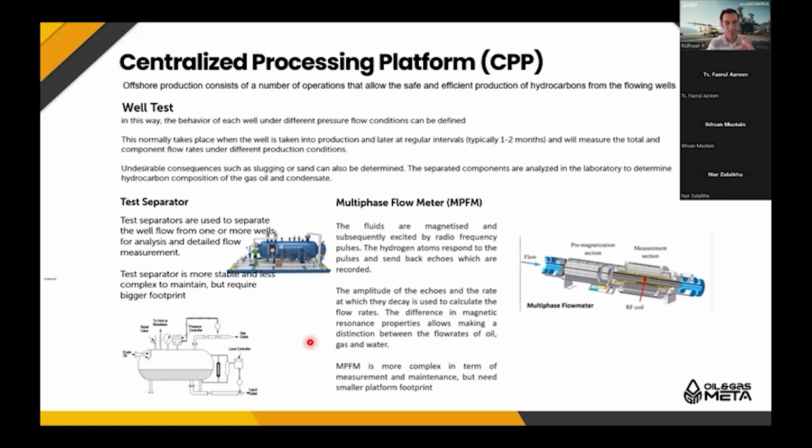So this means that earlier, we separate first. We separate the gas and liquid phases first, then we know the measurement. But here, the fluid just passes through the MPFM, and then the MPFM can determine the flow rate of each of the gas, oil and also water based on the radioactive source. So you can say it uses a lesser footprint compared to the test separator.